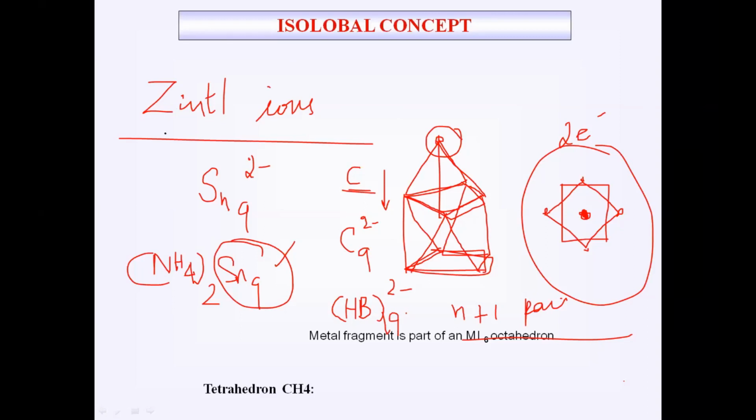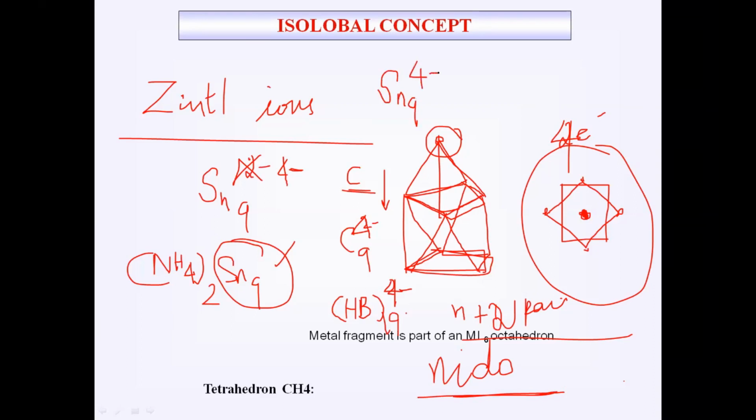I'm sorry, big mistake I have made. That's why I was just wondering. This is actually 4 minus. So overall 4 minus, 4 electron excess. So C9 4 minus. So n plus 2 pairs, and this is a nido structure. Okay, nido is correct, and I made a simple mistake that it should have 4 minus. So Sn9 4 minus. This is simple and general.